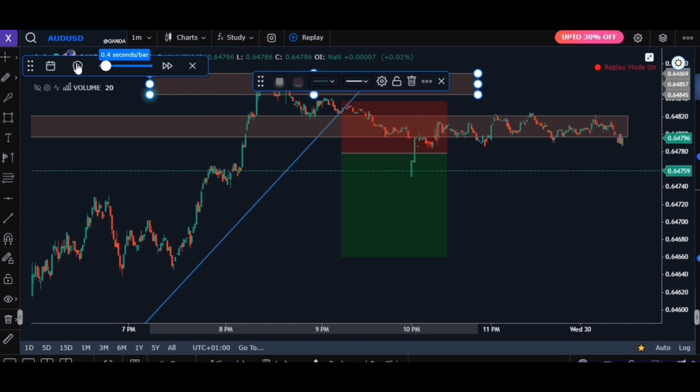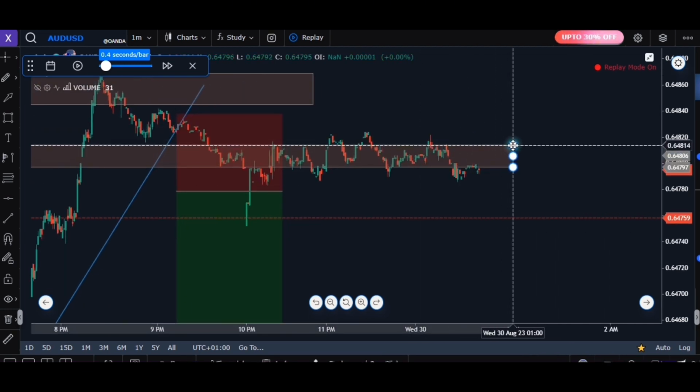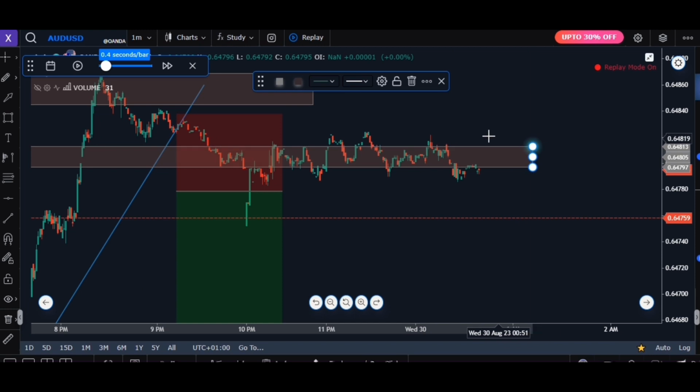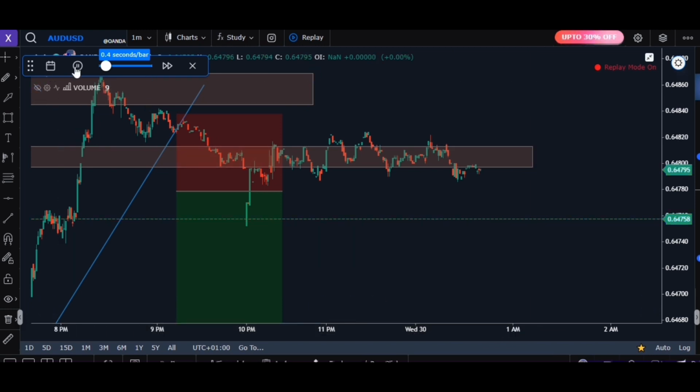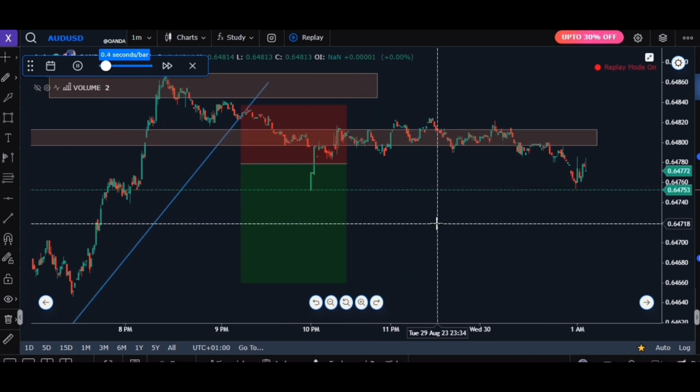Still consolidating in our resistance zone. I think maybe it's trying to break out here. I don't know. Let's see. So finally, I think we have a break to the downside.